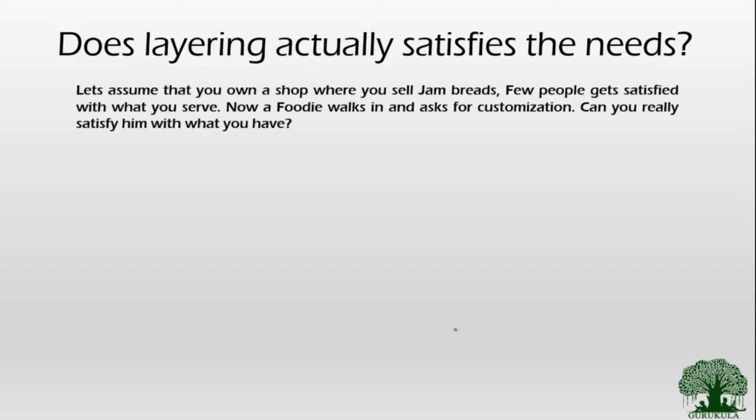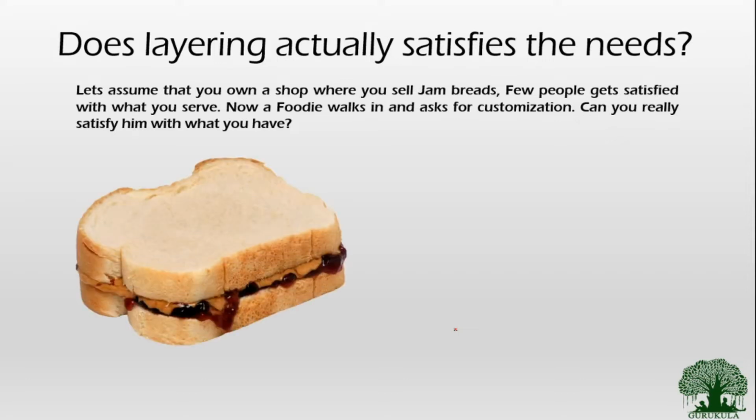So let us assume that we are running a shop where you are selling jam breads like this. A few people will be walking into your shop and they will be getting satisfied with what you serve. Right? Now the time changes. Now a foodie walks into your shop and asks for a customization. He is asking for the jam bread to be really crispy, or really spicy, where you really don't have sufficient space to modify your product according to the requirement of that particular foodie.